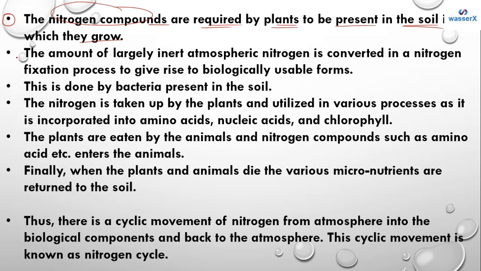That's an important question, right? Okay, so here we have the next point. The amount of largely inert atmospheric nitrogen is converted in nitrogen fixation. So your answer will be: with the help of the nitrogen fixation process, the atmospheric nitrogen comes into the earth, and that we call the nitrogen fixation process, to give rise to biologically usable forms.